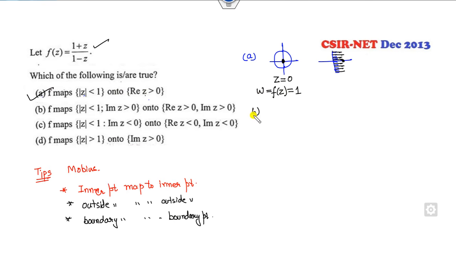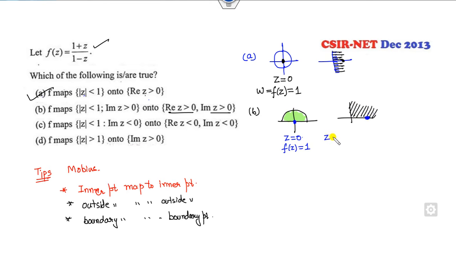Look at the second option. It's again a unit circle, open unit circle, but the imaginary part is positive. So imaginary part positive means this is my circle. Fine. It means this is my region. And what is the right hand side? That is X positive, Y positive. That means my first quadrant. Now take any point inside it, say 0. If I take Z is 0, what is the f of Z? 1, which lies here. It lies in the shaded portion. So this is the inside point.